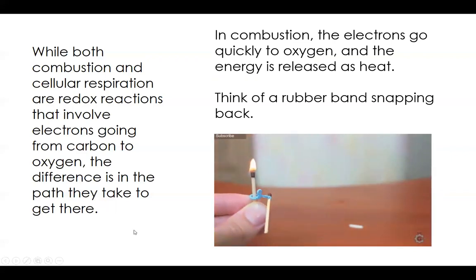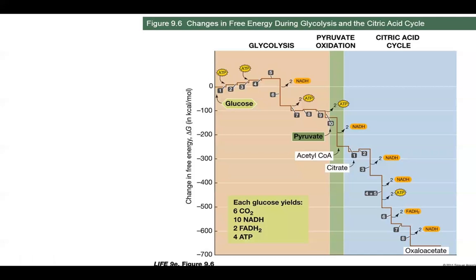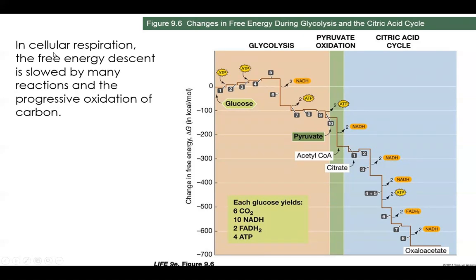Whereas in cellular respiration, we have many steps. We've got all of glycolysis, pyruvate processing, oxidation. We're going to have the citric acid cycle. So in cellular respiration, eventually, we haven't even gotten the electrons to oxygen yet. That will happen at the end of the electron transport chain, but we're taking our sweet time getting there.